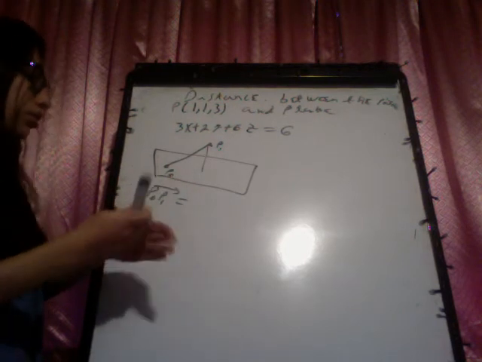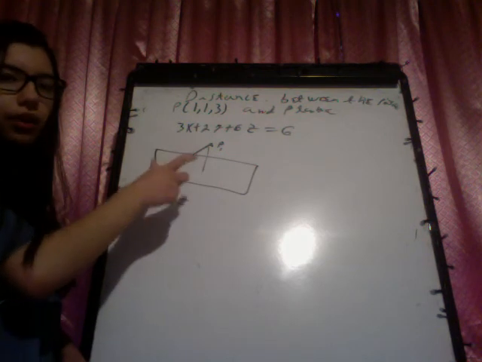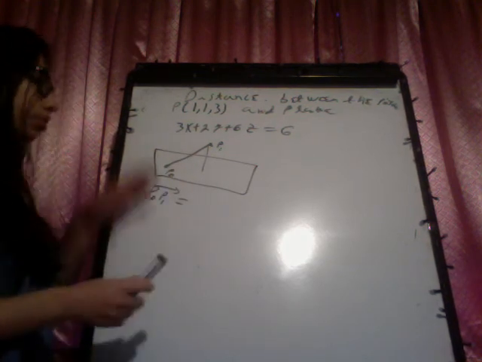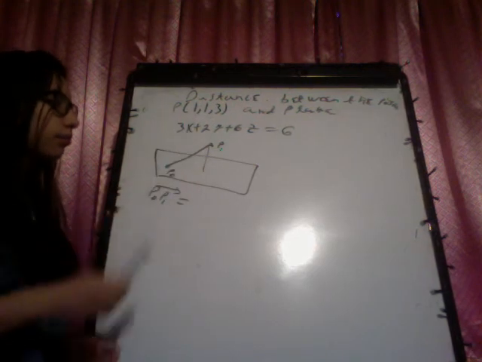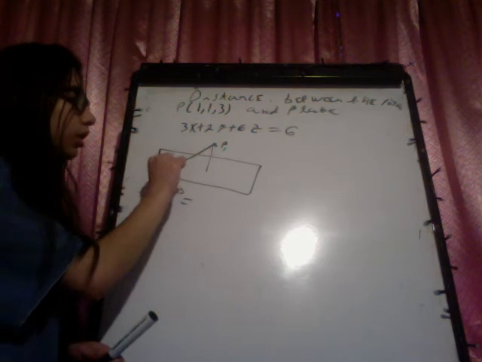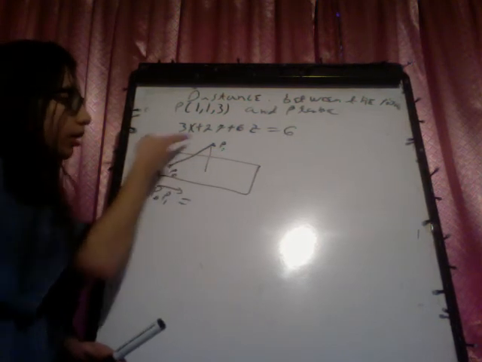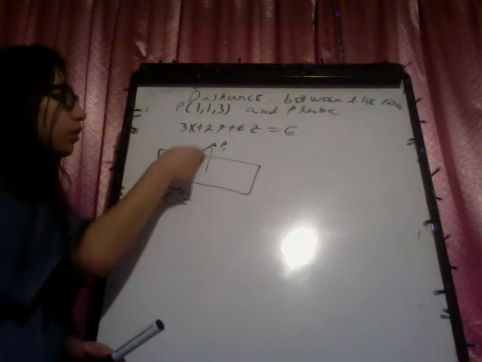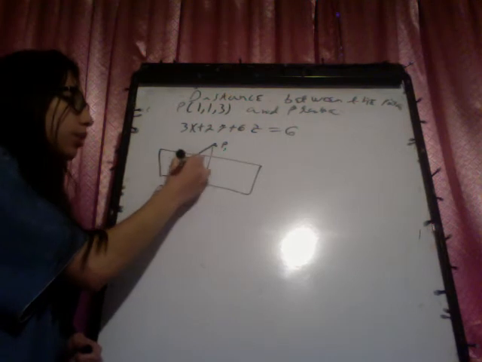It would be just the difference of the components. Then after knowing this vector, you see that the projection of this vector onto this line is going to be the distance.